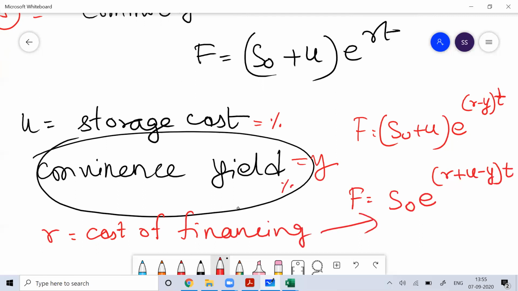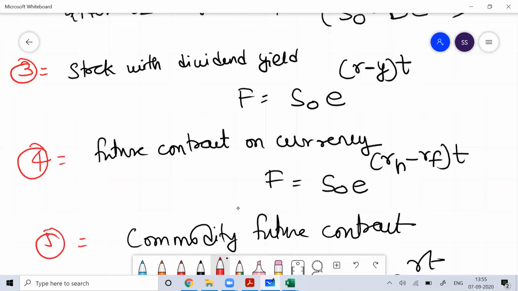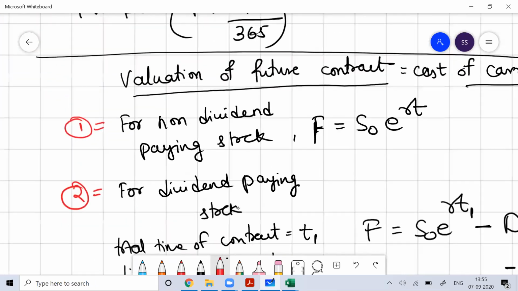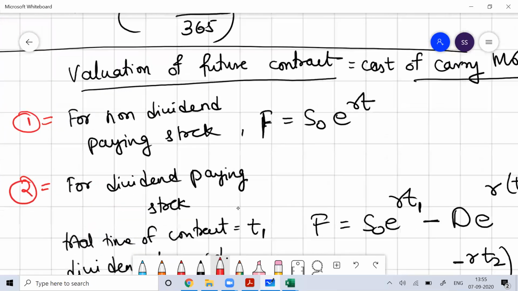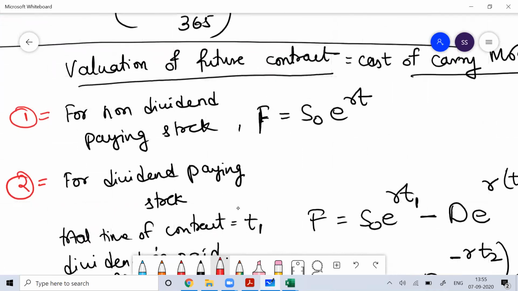So it all depends. What is R? R is your cost of financing, because we believe that you do this transaction by borrowing money from the market, so there is a cost you need to pay. So this is about the cost of carry model. Please make sure that you have a basic knowledge of the cost of carry model. That is very important. Even when we talk about options, the implication of the cost of carry model plays a very significant role.